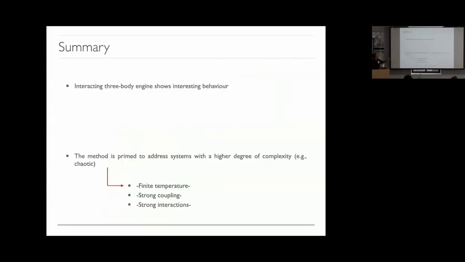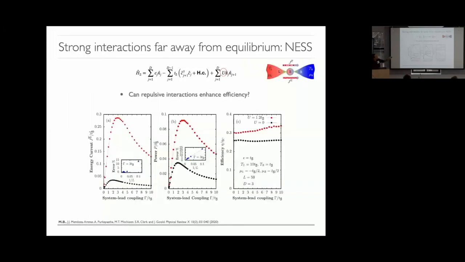Just to summarize this three-body problem that I showed you, this is just with three interacting fermions in the middle. And it shows very interesting behavior. It shows us that non-quadratic interactions may be a resource, okay?